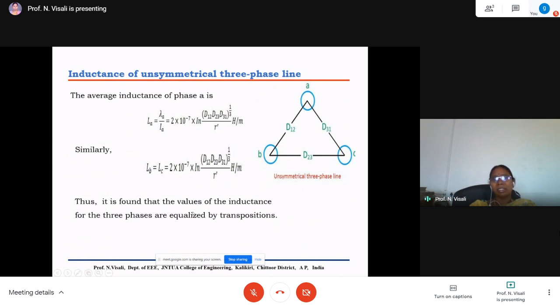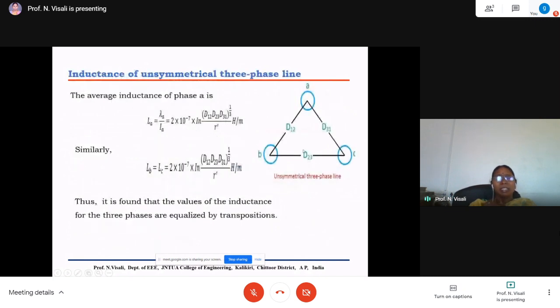The values of inductance for the three phases are equalized by transposition. Because these are unsymmetrical three-phase lines, the three conductors can be transposed. This conductor may be replaced with this conductor, and this one may be like this. It is a transposed condition. Even if we make a transposed condition, the inductance will be calculated like this and the value will be like this.